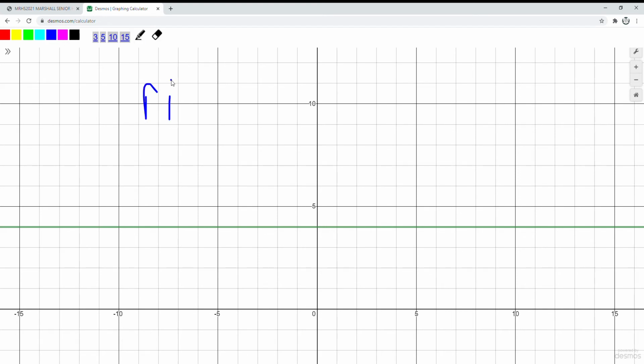So slope is rise over run, right? So let's think about this. As this slope moves, how much does it rise from one point to another or anywhere along this line? How much does it rise? Well, it doesn't rise at all, right? It never goes up. All it ever does is go side to side.